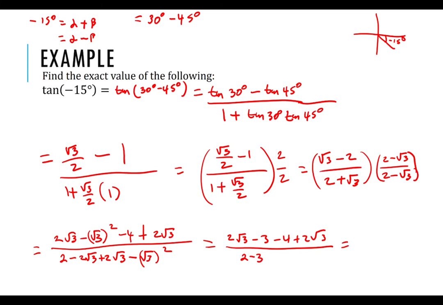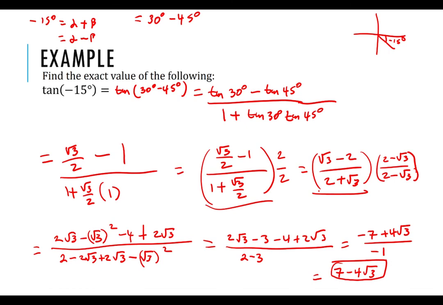me minus 3 minus 4 is negative 7. 2 root 3 plus 2 root 3 is plus 4 root 3, divided by 2 minus 3 is 1, made negative, and so then finally it cleans up to be, distribute the negative across the top, 7 minus 4 root 3. And so if they ask for a simplification, recognize that that will be what our simplification needs to be. But once again, there's nothing wrong with this solution or this solution in general unless they ask for a specific.